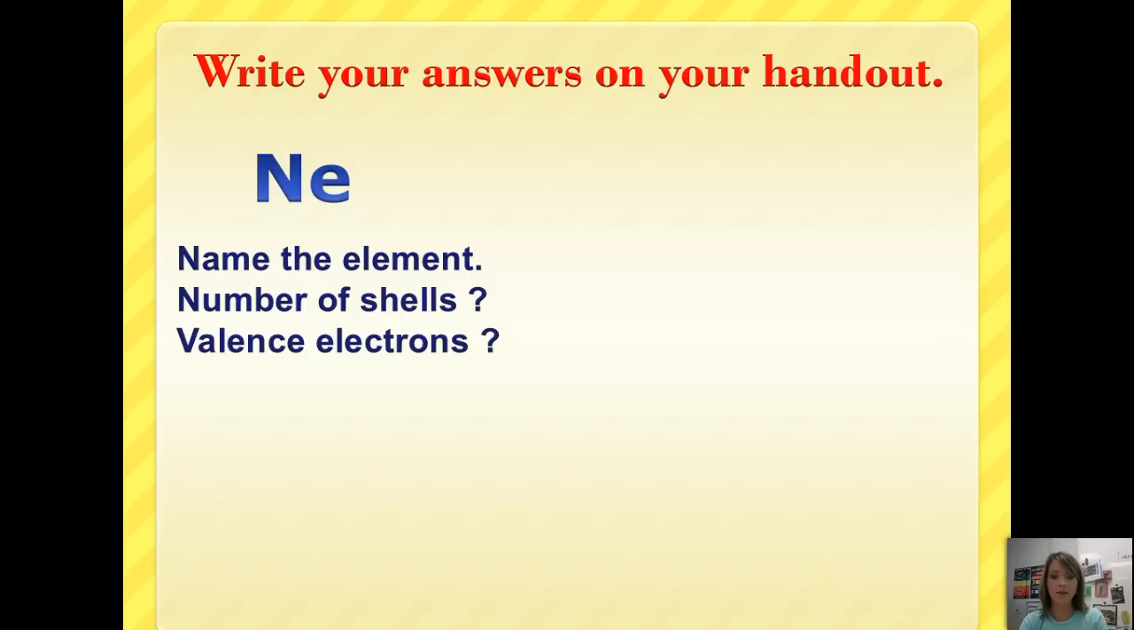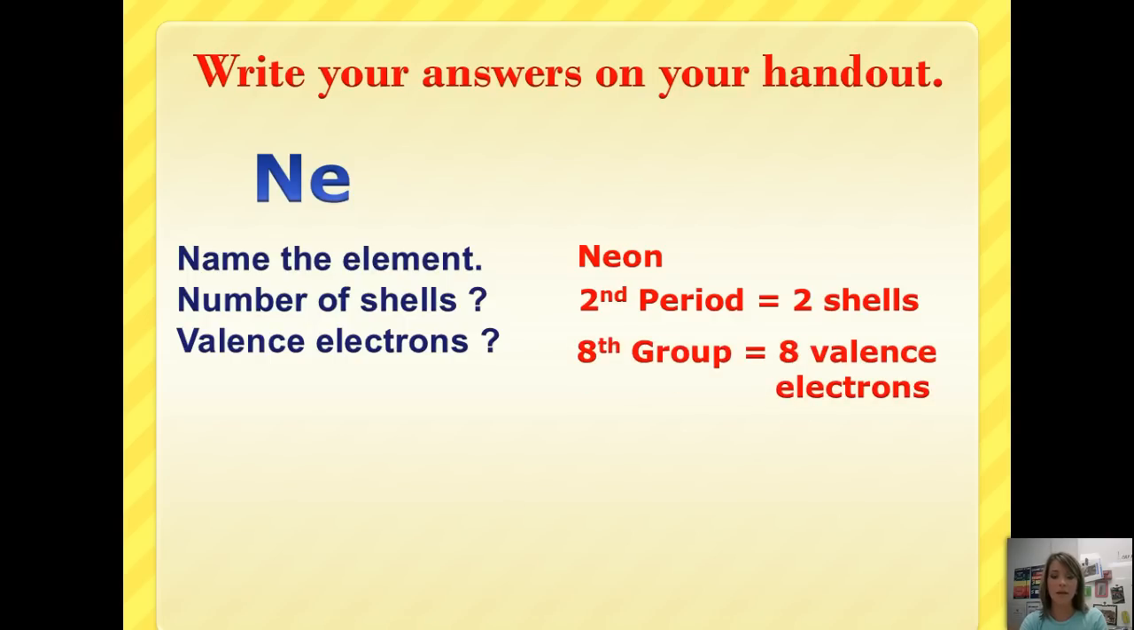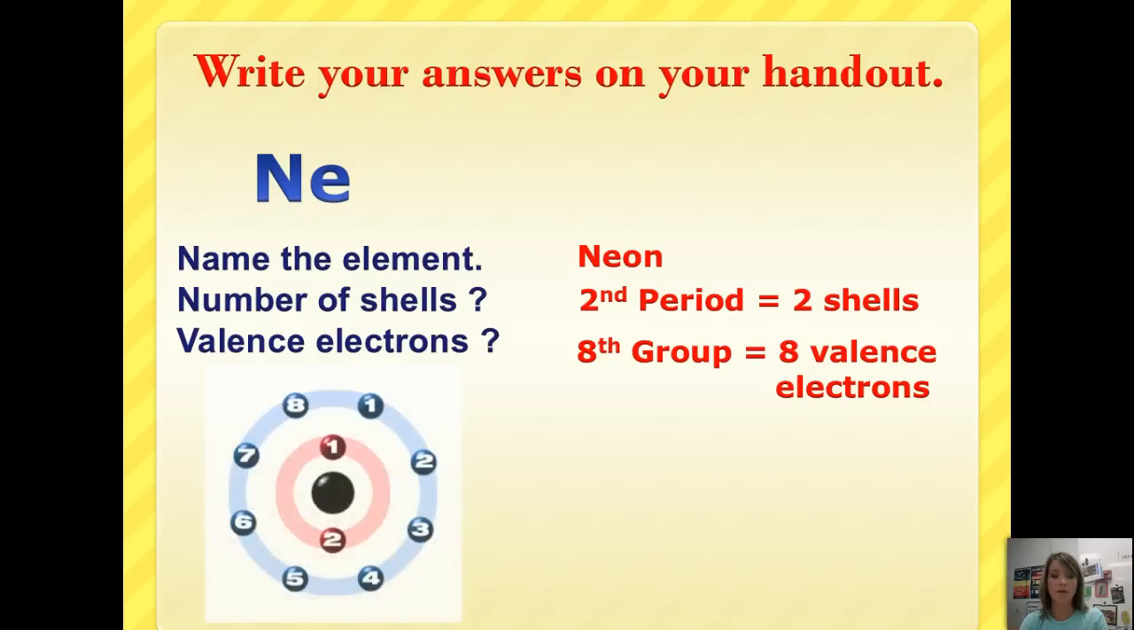So let's give neon a try. Ne is neon. It has 2 shells, 2 energy levels because it's in the second period, and it has 8 valence electrons because it's in the 8th group. So here's a diagram of neon. You can see again it has 2 energy levels and it has 8 valence electrons.